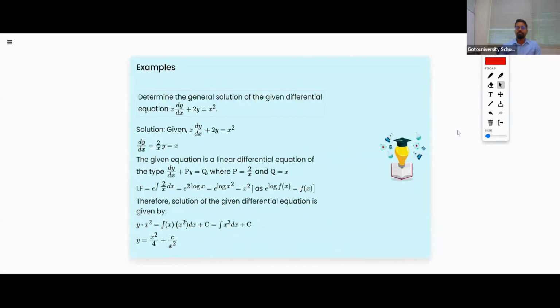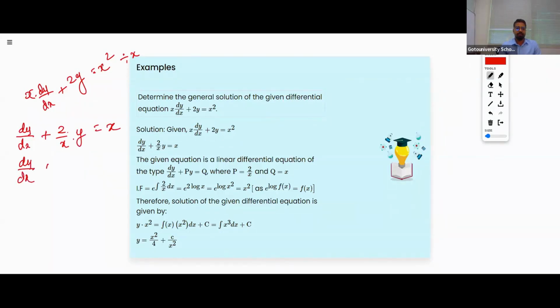First, we have to check whether the given equation is a linear differential equation or not. So we'll simplify this by dividing the entire equation by x first, so that we have only dy by dx separately. So it is dy by dx plus 2 into 1 by x into y is equal to x. Now this is of the form dy by dx plus py is equal to q.